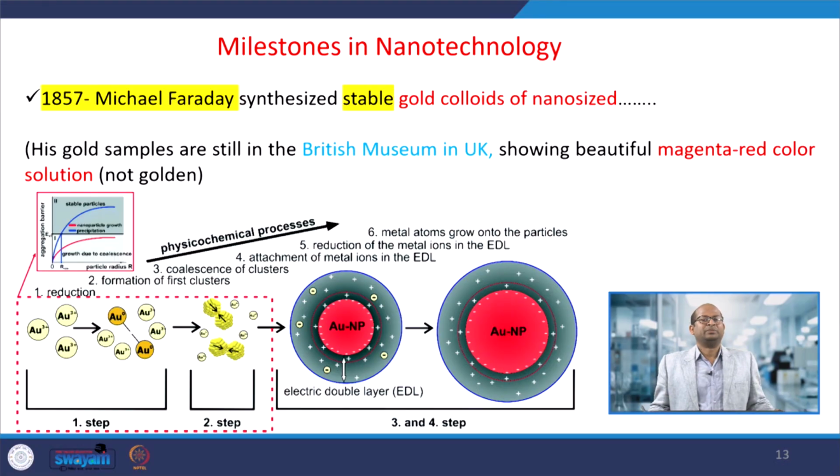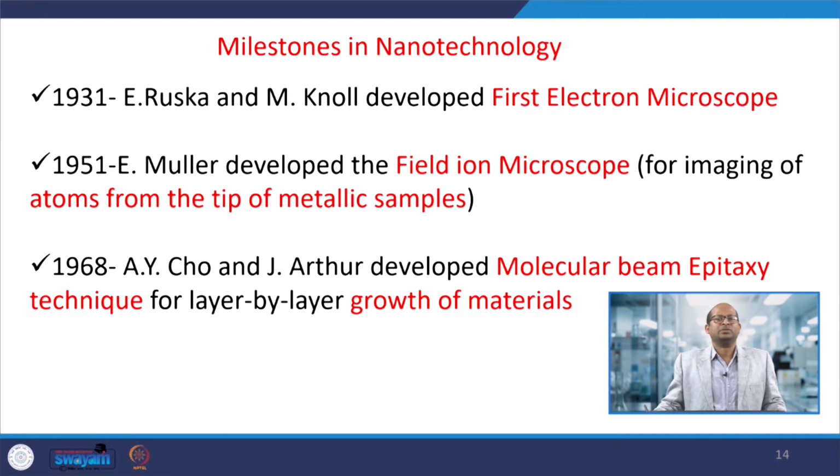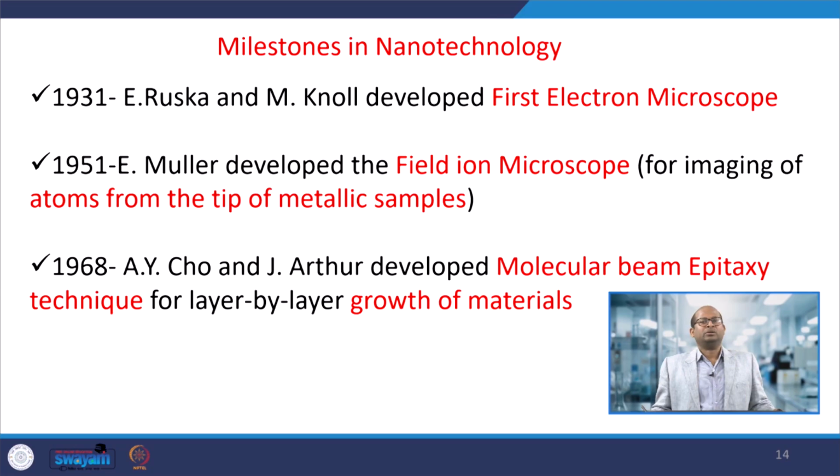In 1857 Michael Faraday synthesized stable gold-colored nanomaterials. The gold solution he prepared at that time is still available in the British Museum in the UK, with that magenta red color. It was prepared from gold precursors in the nanoscale, and that beautiful magenta red solution was possible at that time. That is where it started.